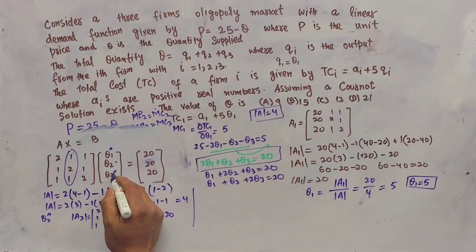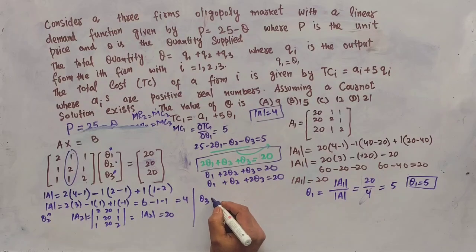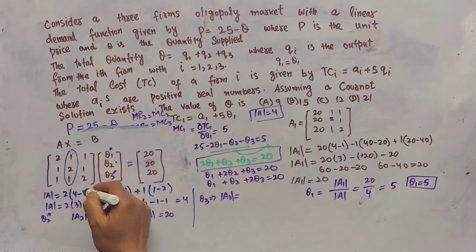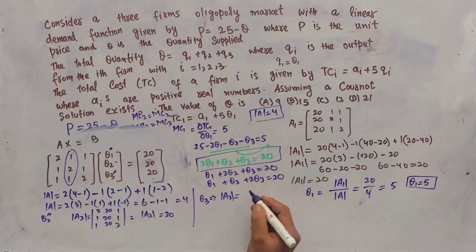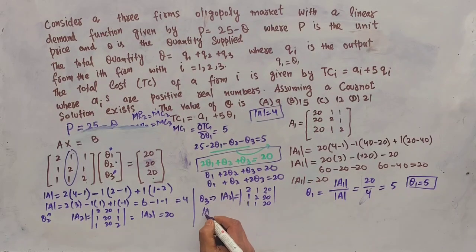Symmetrically, to find out the value of Q3, you don't need to do it here. I will explain why. To find out the value of Q3, we form a new matrix, that is A3, by replacing the third column of the coefficient matrix with the vector of constant terms. So we have 2 1 1, 1 2 1, then we have 20 20 20. Its determinant will also come out to be 20. So you don't need to calculate them.